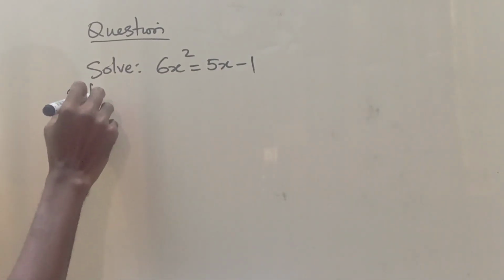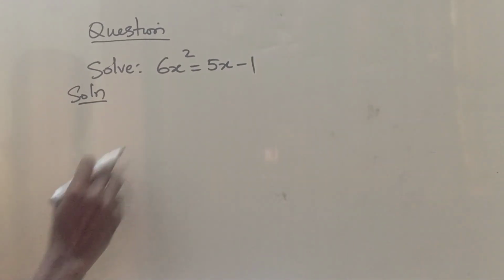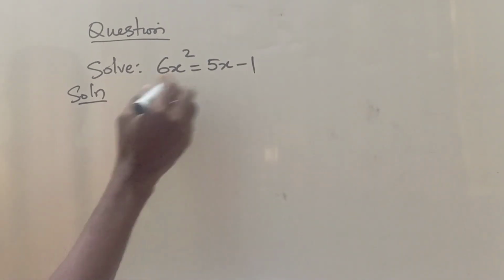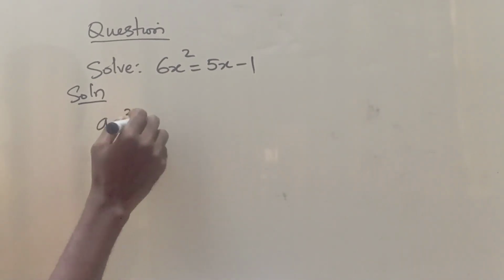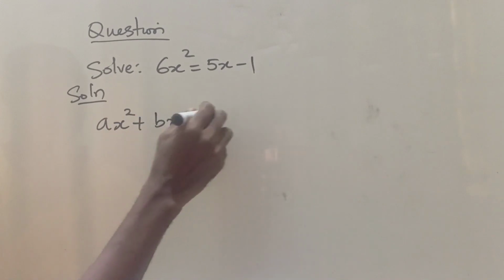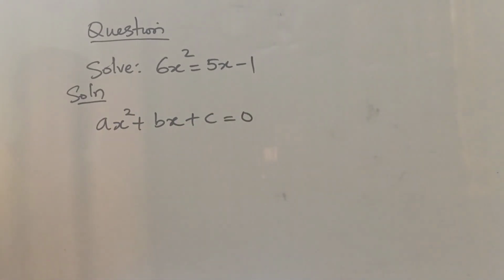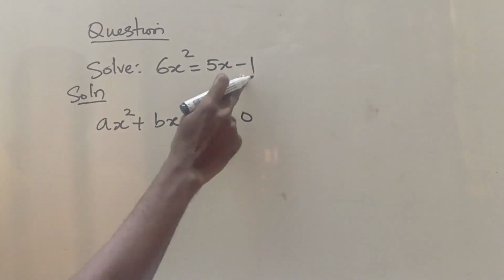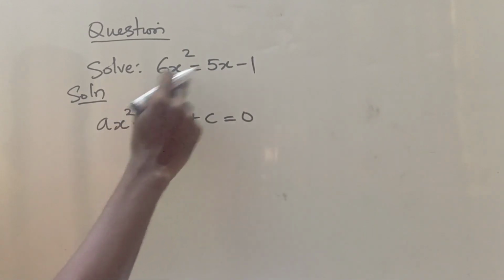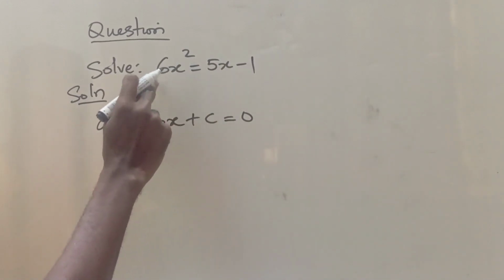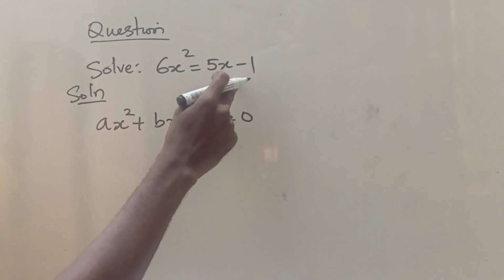So our solution, the first thing is I want to rearrange this. I want to write this in the standard quadratic equation form, which looks like this. All these are on the right-hand side. I want to bring them to the left-hand side so that we have a 0 here.